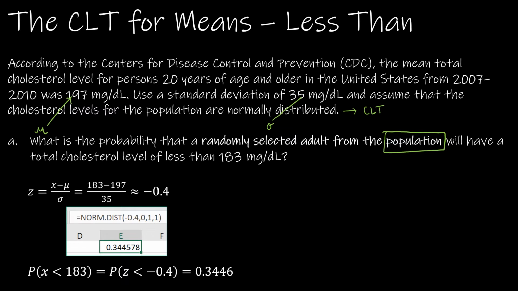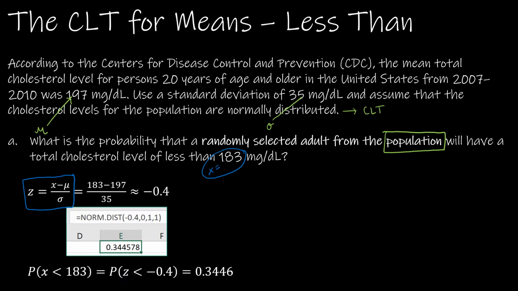So, the first question deals with the population. Now remember, with the population, I'm using a z-score that includes all the values from the population. So I don't have to worry about dividing by the square root of n or anything. That's to do with the sample. So in this case, x is going to be 183. The question asks, what's the probability that I randomly select one adult from the population and that adult has a total cholesterol level of less than 183? So that's my x value.